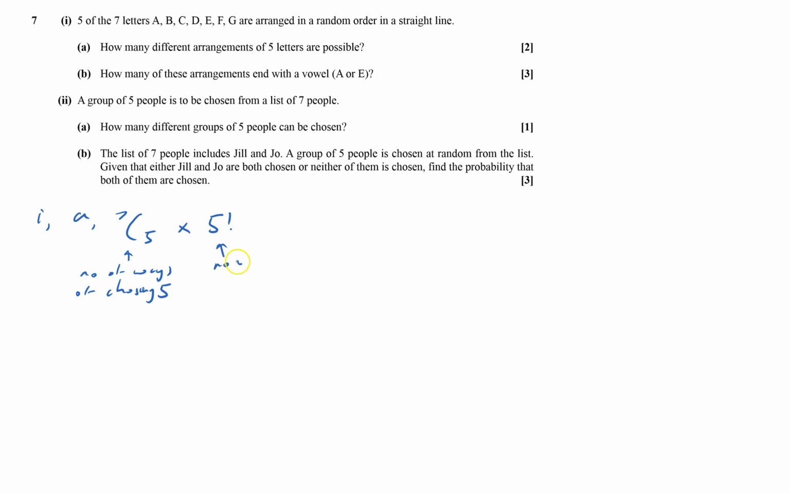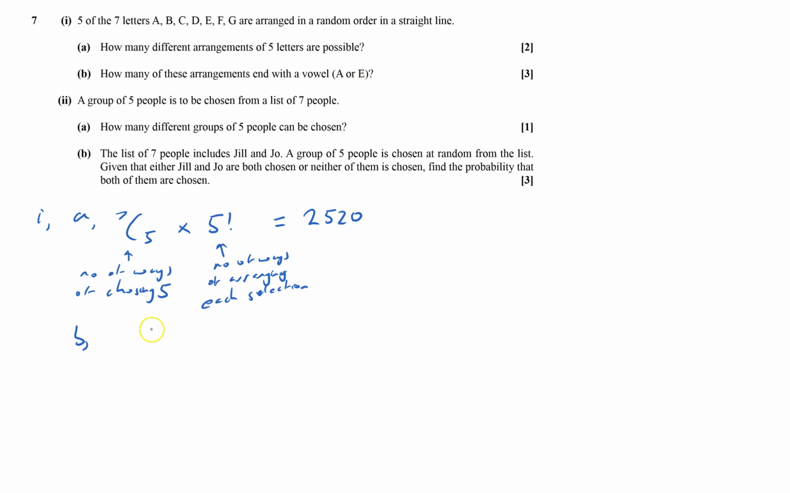So that is the number of ways of arranging each selection. And do that on a calculator, that's 2,520. Part B. How many of these arrangements end with a vowel or an E?